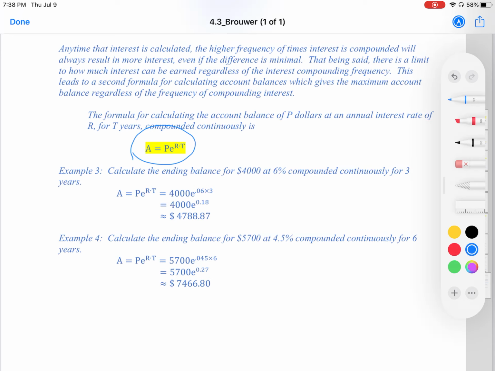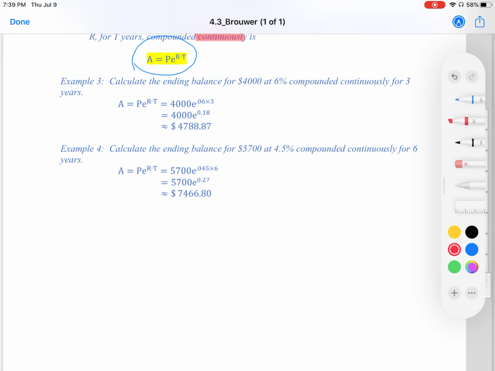Now, what makes this different from your other problem is this word, continuously. So it never stops calculating the percent, the interest. But there's a limit. So there is a maximum number you'll get no matter how many times you compound that interest. Let's take a look at this example. We'll do example 3. Calculate the ending balance for $4,000 at 6% compounded continuously for 3 years.